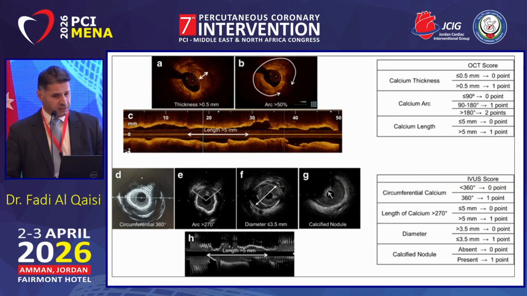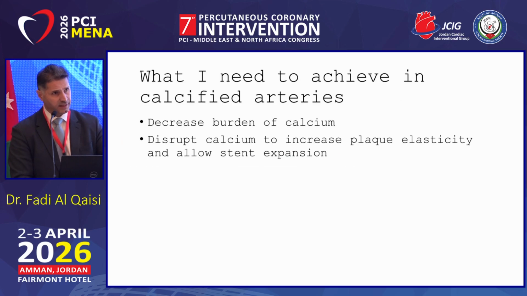في عندنا scoring system, and as you see we are going to cover the IVUS score rather than the OCT score. إذا عندك circumferential calcium 360 تعطيه 1 point. إذا عندك less than 360 ولكن طوله 5 ملم تعطيه 1 point. الليجن less than 3.5 ملم تعطيه 1 point. Calcified nodule 1 point. 2 points and more, this is an indication to use IVUS.